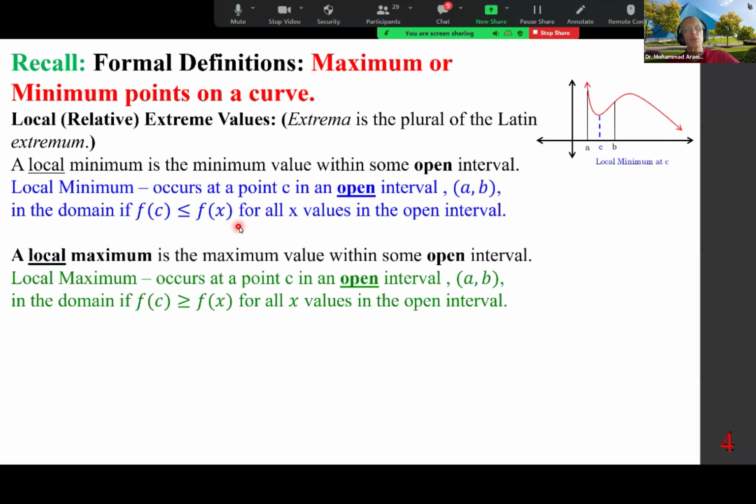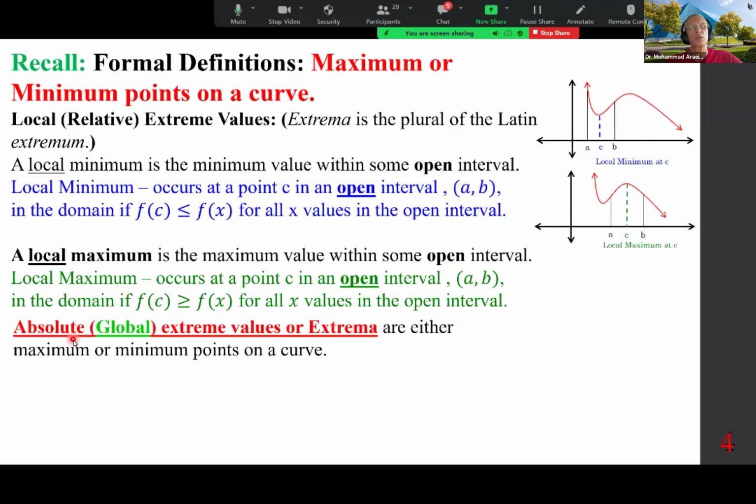Here's a graph. Let me also give you the local max, the max value within some open interval. A local maximum occurs at the point c in an open interval of a to b in the domain if f of c is larger than or equal to f of x for all x values in the open interval. In essence, peaks and valleys. Peaks are the local max, valleys are the local min. Local min, local max.